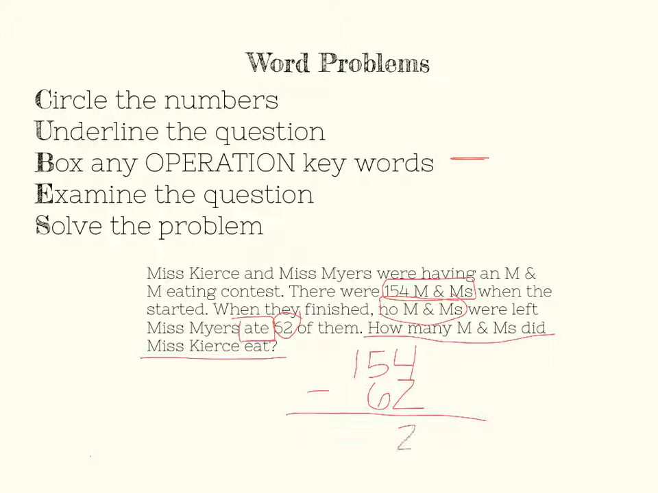4 minus 2 is 2. I can't do 5 minus 6, so I have to borrow a 10. 15 minus 6 is 9. So Miss Kearse ate 92 M&Ms. And that is how we use the CUBES problem-solving strategy.